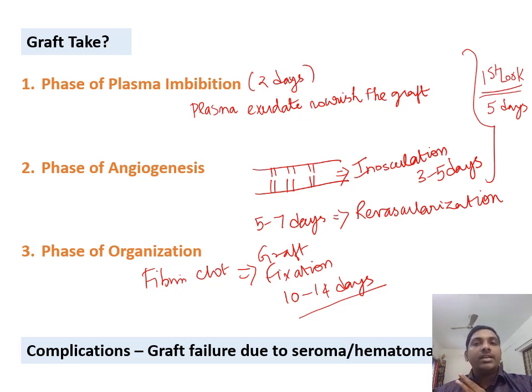The common complication is graft failure. Graft failure can occur if infection is not controlled, particularly beta hemolytic streptococcus. Another cause is seroma or hematoma.